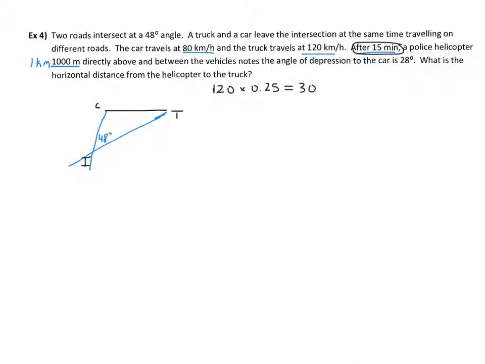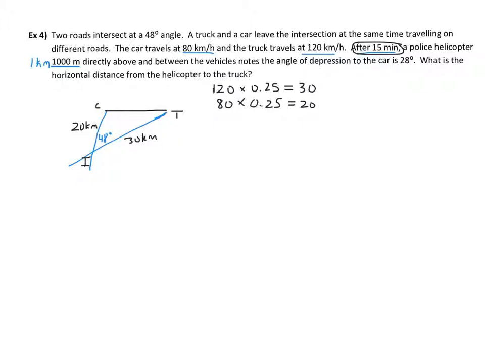I'm better at dividing by 4. 120 divided into 4 equal pieces would be 30. The car is going 80 kilometers per hour, and again, for a quarter of an hour, 0.25 of an hour, or take 80 and divide by 4, you should get 20. So in the 15 minutes, the car has traveled 20 kilometers, and the truck has traveled 30 kilometers.